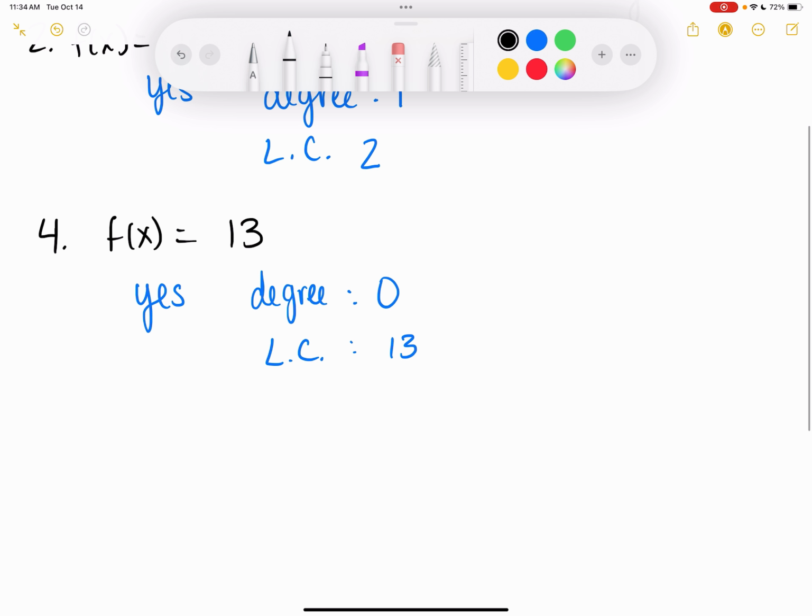Essentially there's an imaginary x to the 0, which is just equal to 1, which is why the leading coefficient is 13.